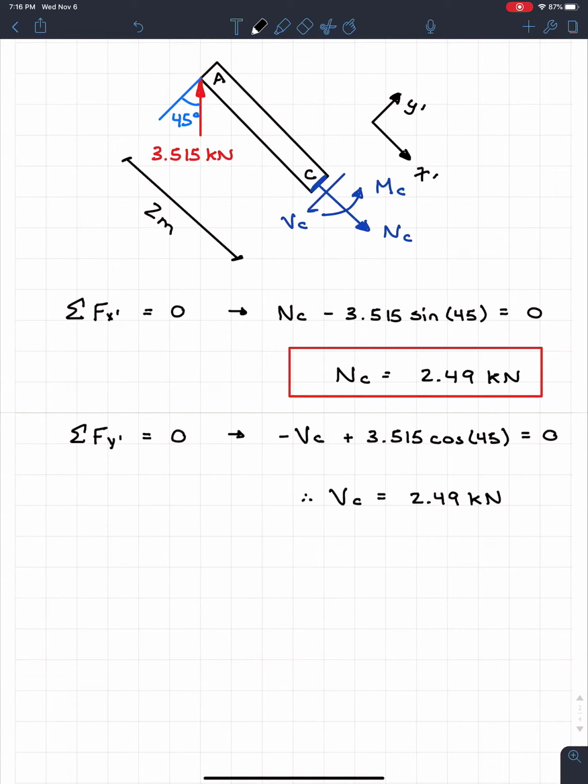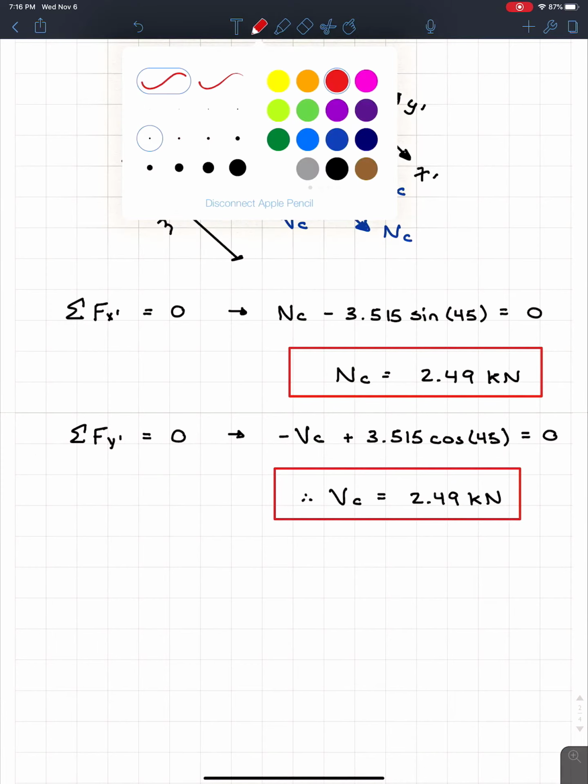And it makes sense because cosine and sine of 45, they're the exact same thing. It's what we expect. So over here, what I'm going to do is I'm just going to box this. This is an answer. We're good to go. So we're already done 2 out of the 3. Our last one, of course, is going to be summation of the moments.